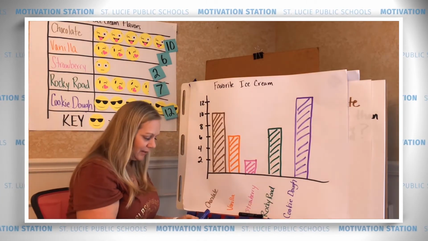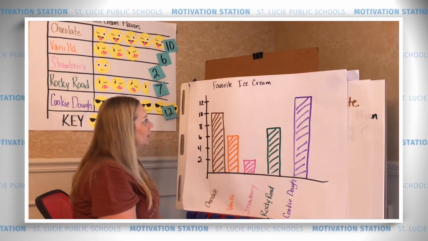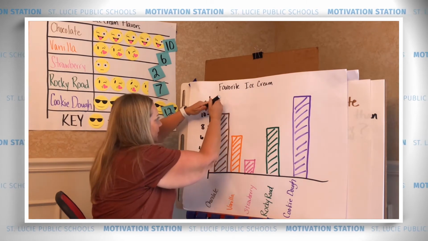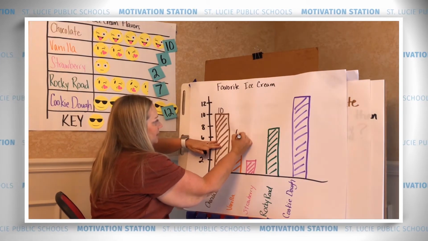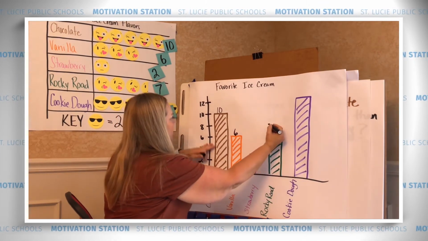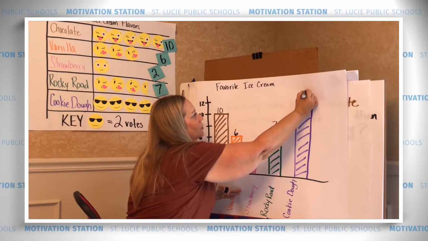And we're going to do the same thing I taught you to do with the other graphs and the tally charts. We're going to write the totals at the top, so we only do the math once. Chocolate is 10, vanilla is at 6, strawberry is at 2, Rocky Road is at 7, and cookie dough is at 12.